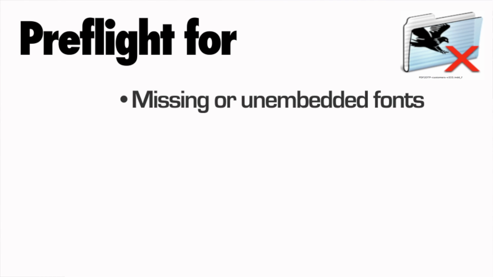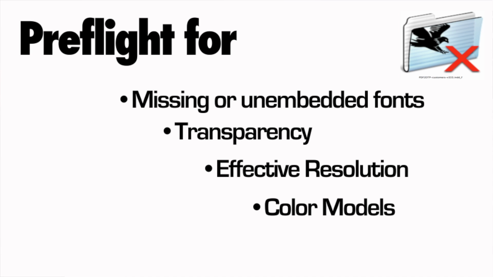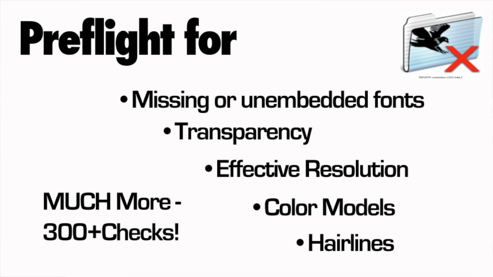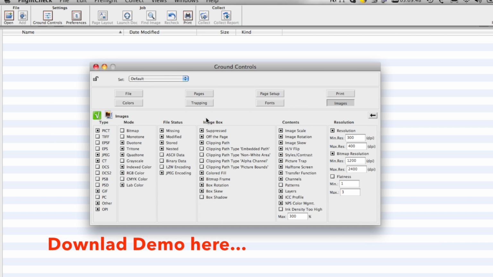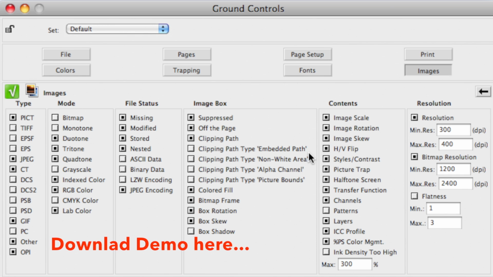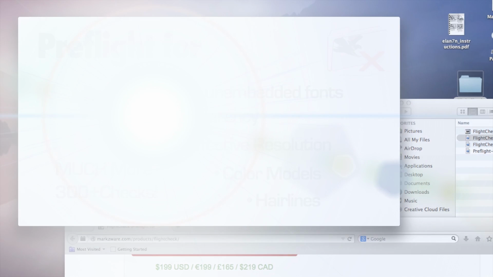Markzware's FlightCheck 7.5 will allow you to pre-flight standalone for missing or not-embedded fonts, transparency issues, effective resolution of images, color models, hairlines, spot colors, unused fonts, font sizes, fonts that are too small, and so much more. I can't even name them all in this short video. Check the Markzware FlightCheck ground controls for all what is possible to check for.